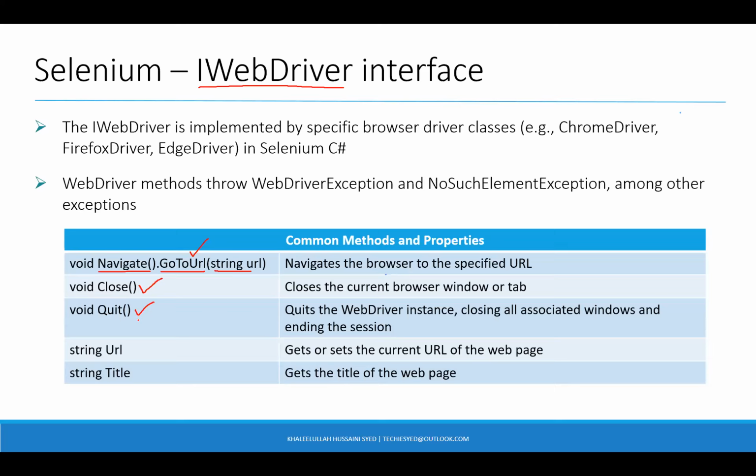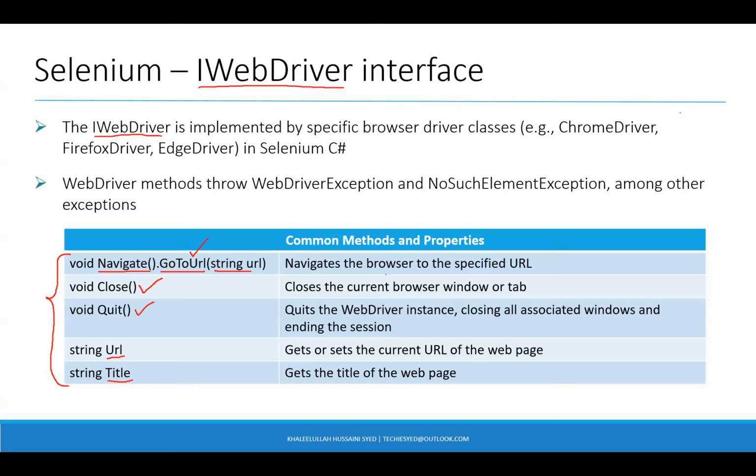There are also properties, just like in every interface, we are going to have some properties and methods. Here also, there are a few properties and methods. There is a property called URL, which returns the current URL of the web page which was opened in my Selenium WebDriver. Similarly, there is a property called Title. It is of type string, and it returns the title of the current web page which is open.